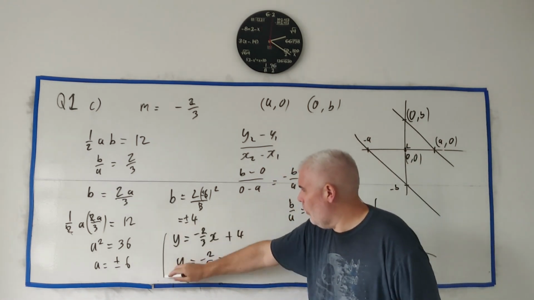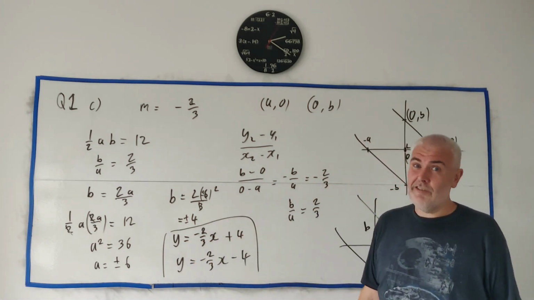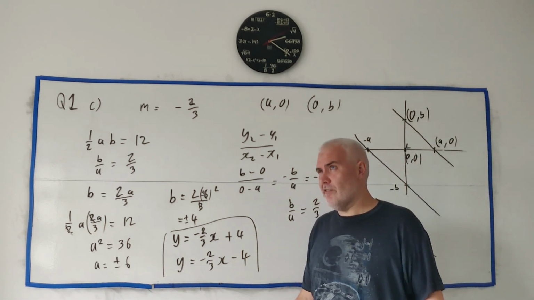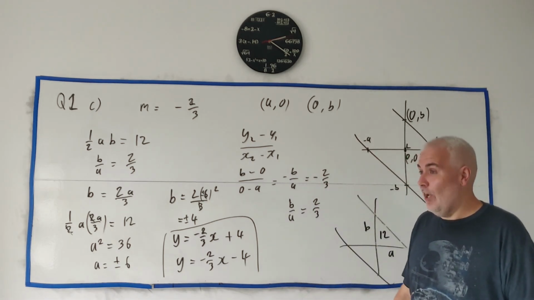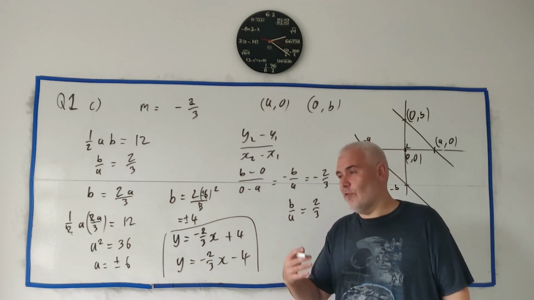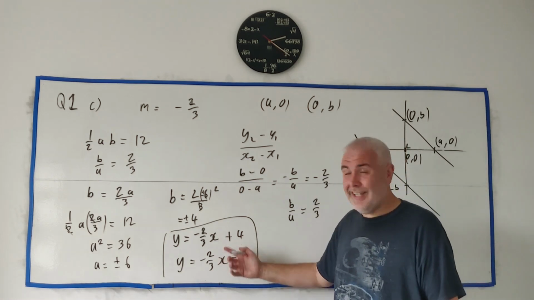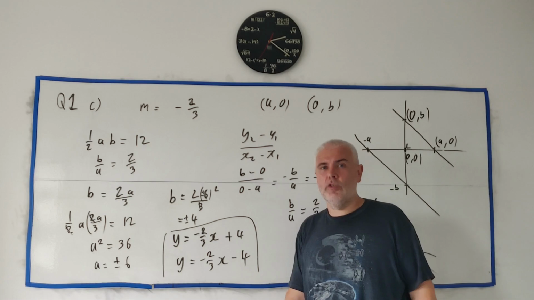If you're not following what I did there quickly, go ahead and use the formula for the equation of a line: y minus y1 is equal to m times x minus x1. It'll take a little longer to do, but you'll get these 2 answers anyway. Okay, hopefully that answers everything in question 1.